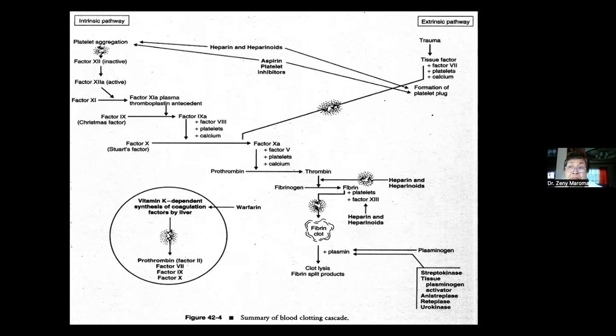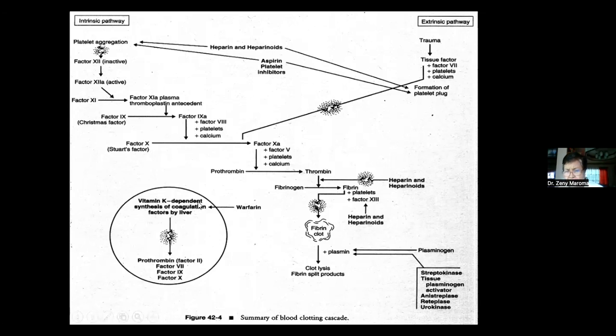Pero halimbawa, blood clot in the coronary artery, anong effect? Blood clot in the coronary artery will obstruct blood flow to the heart. Kaya magkakaroon siya ng myocardial infarction. Because there is a blood clot, oxygen is not delivered to the heart muscle. So the heart muscle dies. Ano ibibigay natin to dissolve the blood clot?